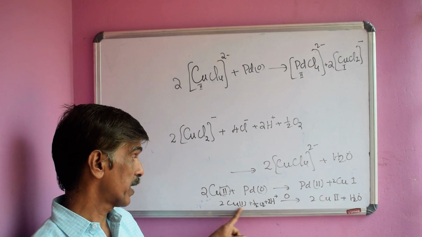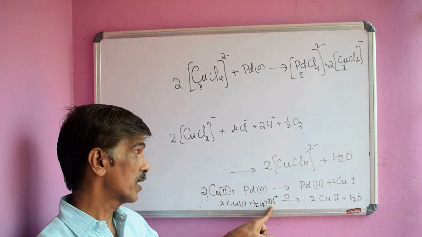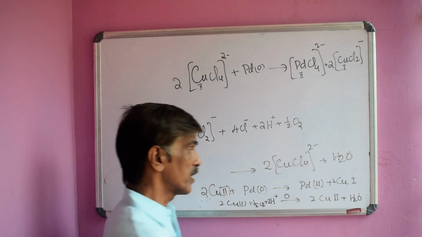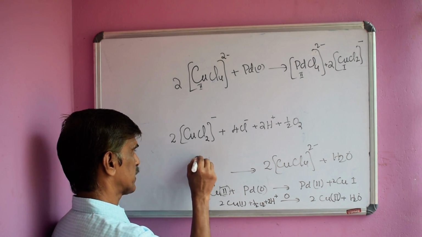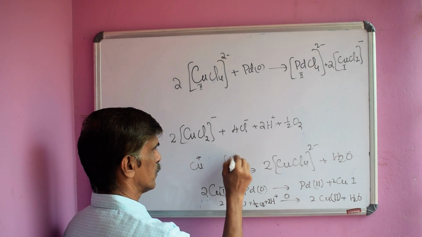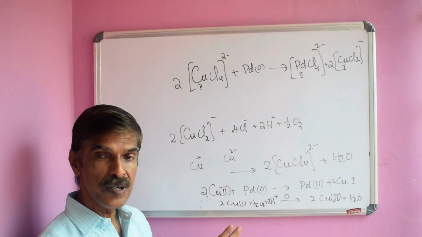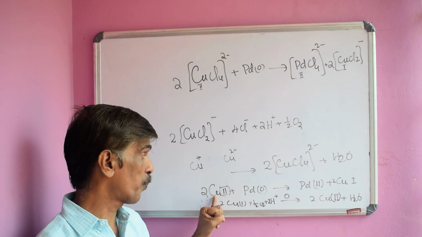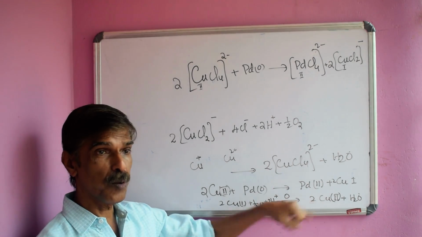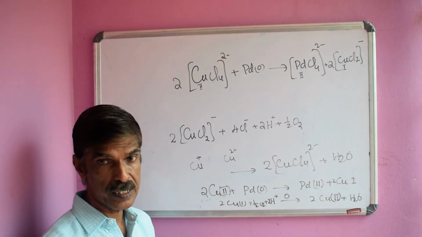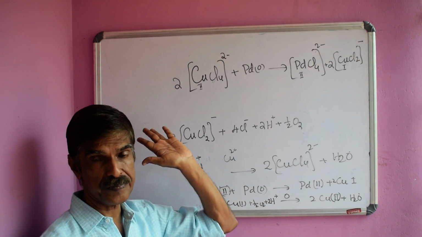Note here, 2 positive charges on the left, 2Cu1 is Cu+, so 2 positive charges. Here 4 positive charges, 2 coppers become copper 2. Cu1 we can write as Cu+, Cu2 we can write as Cu2+. However we write it, in many books it is seen in different ways. Net, the fact is that copper 2 oxidizes palladium 0 into palladium 2. Copper 2 is reduced into copper 1. Copper 1 is oxidized by oxygen into copper 2.